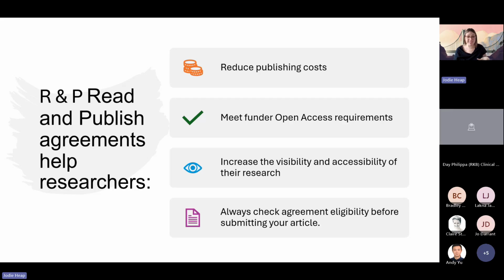So do consider using the deal that we have. We pay lots of money for you to have access to them. So I would encourage you to use them, and you get the best of all the benefits of publishing through Gold that way.